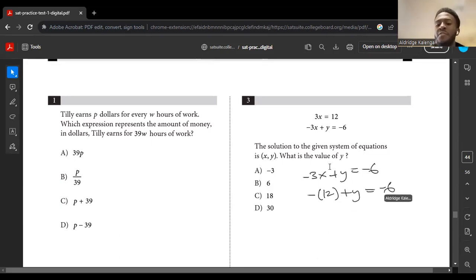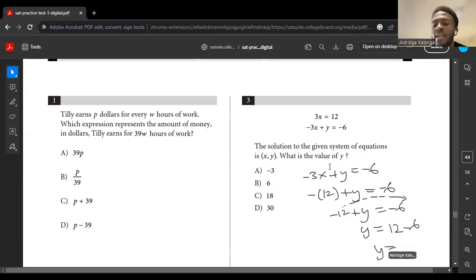So we have -12 plus y is equal to -6. To solve for this, we can add 12 on both sides. In elementary school, you say take 12 to the other side, and it becomes positive. So you have 12 minus 6, and therefore y is equal to 6. So your answer is B.